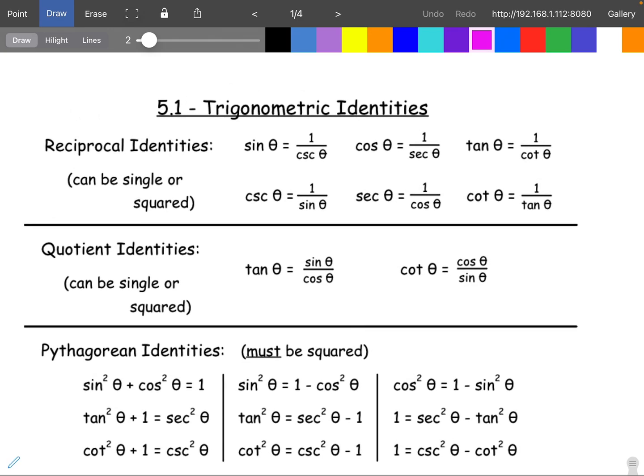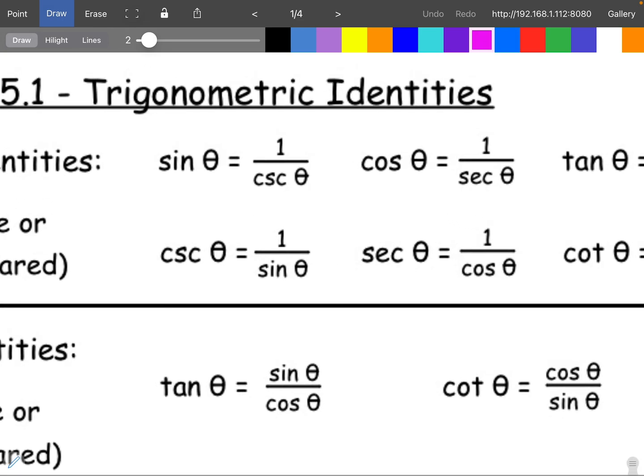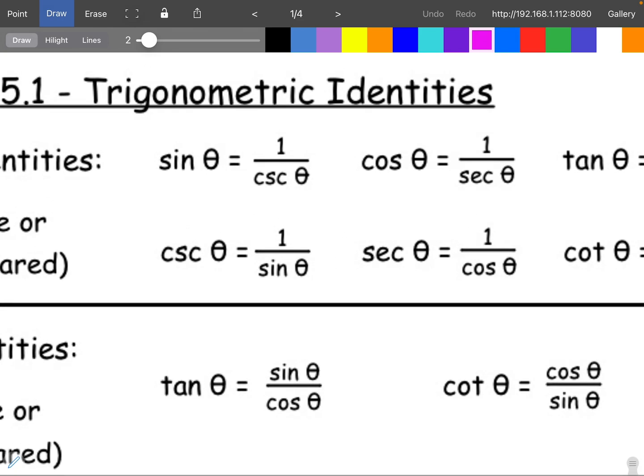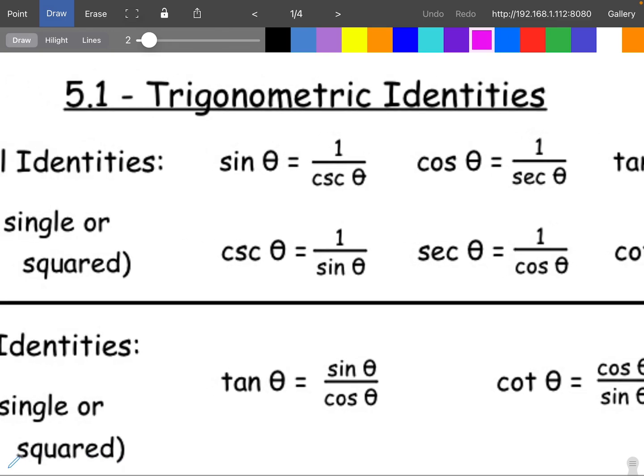So let's start with our reciprocal identities because these should look familiar. We've talked about reciprocal functions before. We know that sine and cosecant are reciprocals, cosine and secant are reciprocals, and tangent and cotangent are reciprocals. So these are our identities. Sine theta equals the same thing as 1 over cosecant theta. Therefore, cosecant theta equals 1 over sine theta. And then we have the same thing for the other pairs of reciprocal functions.